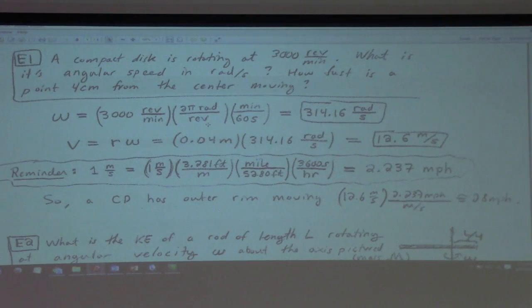Here's a stupid example, but it serves our purpose. A compact disk is rotating with 3,000 revolutions per minute. What is its angular speed in radians per second? How fast is a point 4 centimeters from center moving? Exciting. So 3,000, this is basically just a unit conversion problem, but you need to be aware of these. So to convert from revolutions per minute to radians per second, I just multiply by 2 pi rads in a revolution, right?